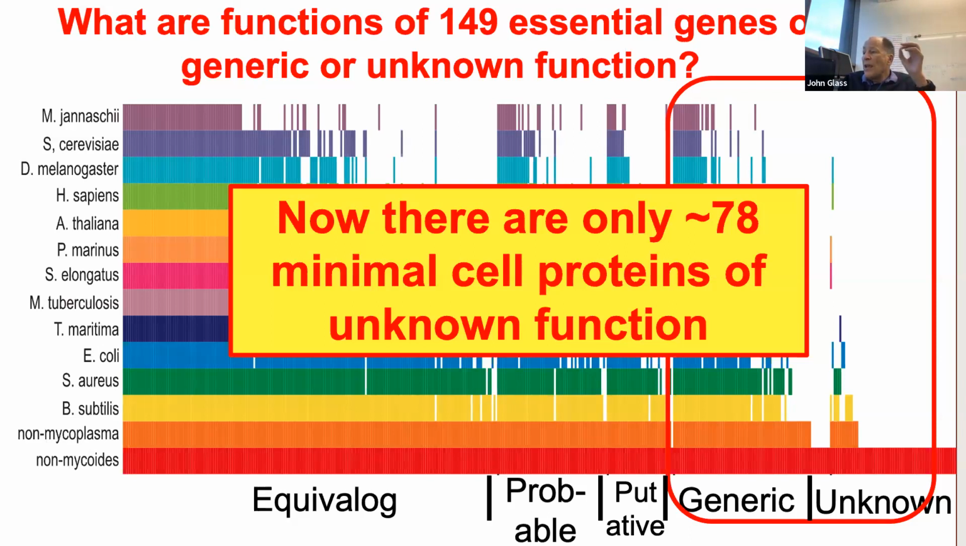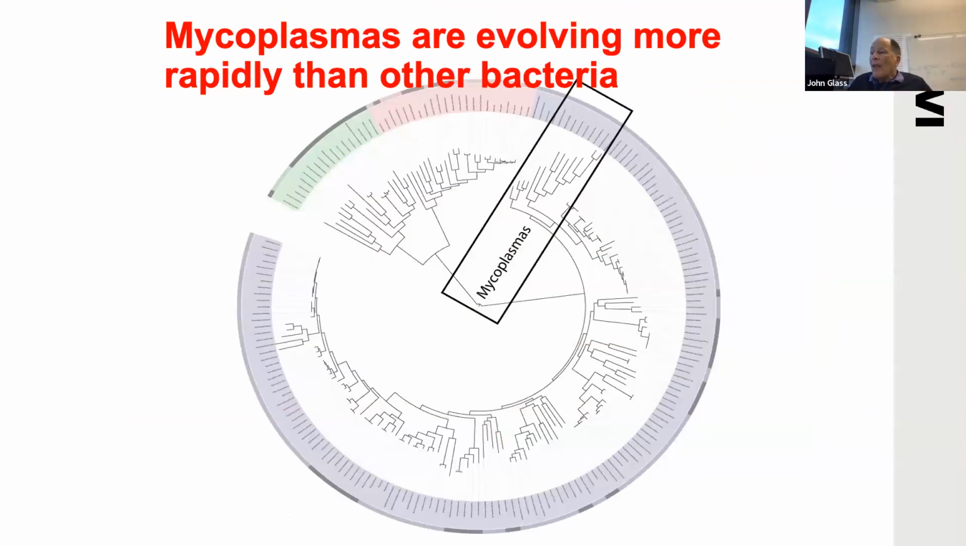Now, one of the things that we have to remember is that mycoplasmas are evolving more rapidly than any other bacteria. This is a dendrogram of all bacteria, and the length of the radius is proportional to how fast the organism is evolving relative to all these other organisms. Here are the mycoplasmas relative to most other bacteria, and you can see that they are the only ones that are really close to the edge here.